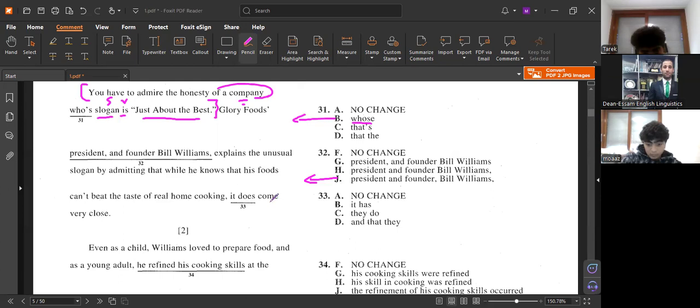Let me help you. He's talking about his foods. He said here, while he knows that his foods can't be the taste of real home cooking, but they do come very close. Yes or no? We are talking about foods, but are foods singular or plural? He said foods, so it means different kinds of foods. So plural. That must be they.